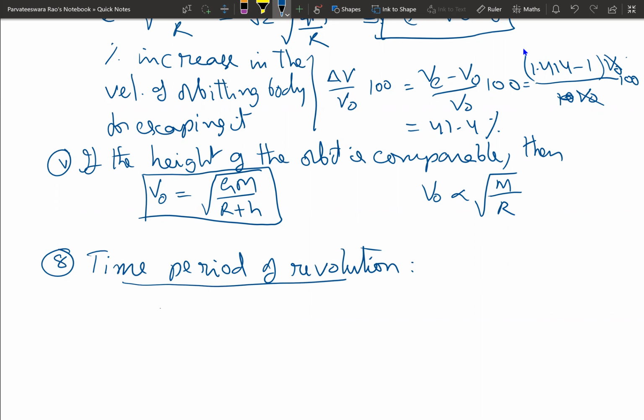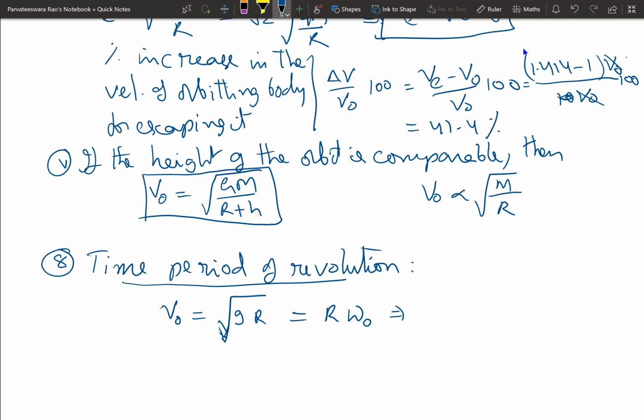We got orbital velocity is equal to root gR. This is equal to v = r omega relation. Omega naught is the angular orbital velocity.